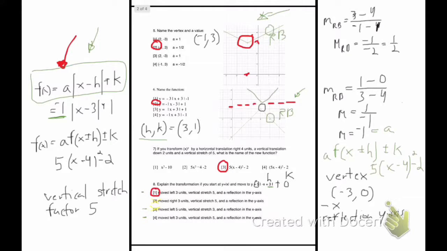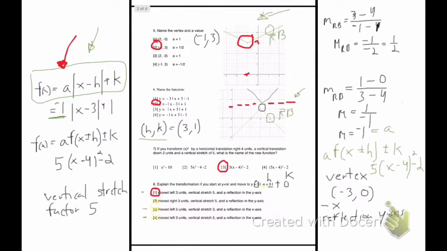Alright, so then we look at our negative x. What does the negative attached to the variable mean? Right there. What does that mean? Well, when there's a negative attached to a variable, we know that we have to reflect over the y-axis. So when we look at our choices, we see that the only choice that is still left is choice number 1. Move left 3 units, vertically stretch 5, and a reflection in the y-axis.